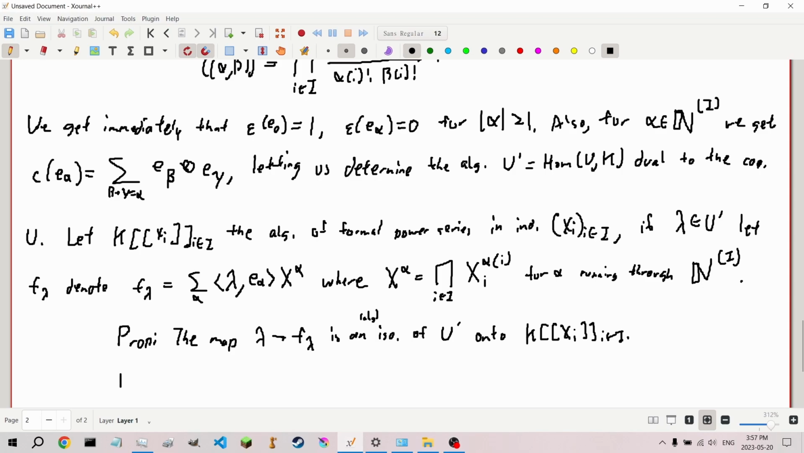And the proof: since our e alpha is a basis of U, this mapping from lambda into f lambda is k-linear and bijective.